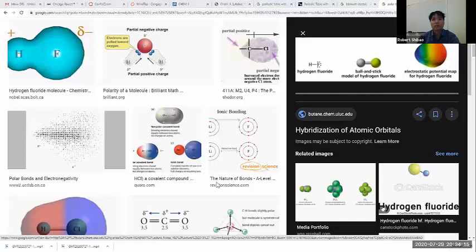Go back to Spartan. So this is our hydrogen. Let's get rid of the orbitals here. Let's look at the electrostatic potential map. It should be green in this case. It should be pretty neutral. It's pretty green, pretty neutral throughout. That's H2. But what if we did HCl?